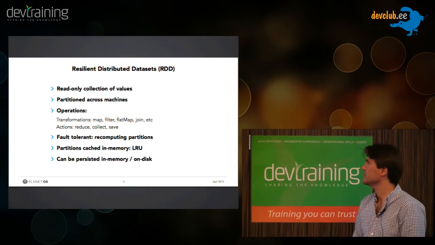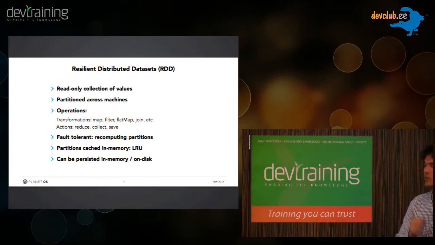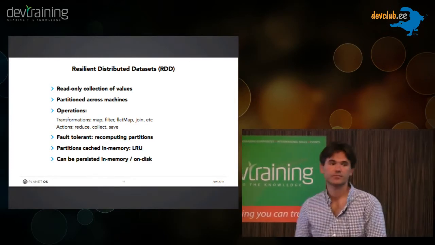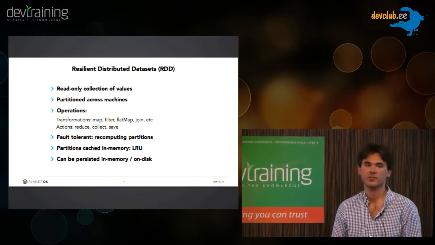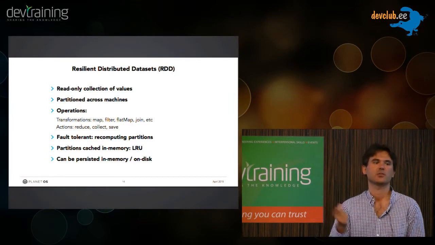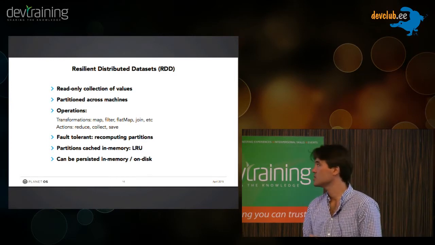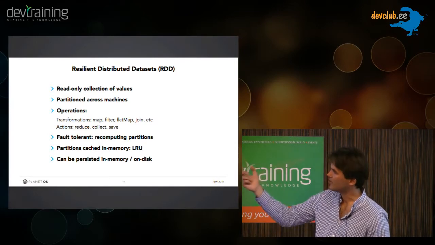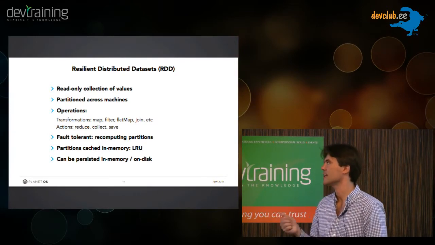The resilient distributed datasets are read-only collections of values. They are partitioned across machines, typically on a key, with hash partitioning or range partitioning. But basically, for each key, you have to tell which partition it belongs to. There is a bunch of transformations on these RDDs. You have actually seen them: map, filter, flatMap, join.